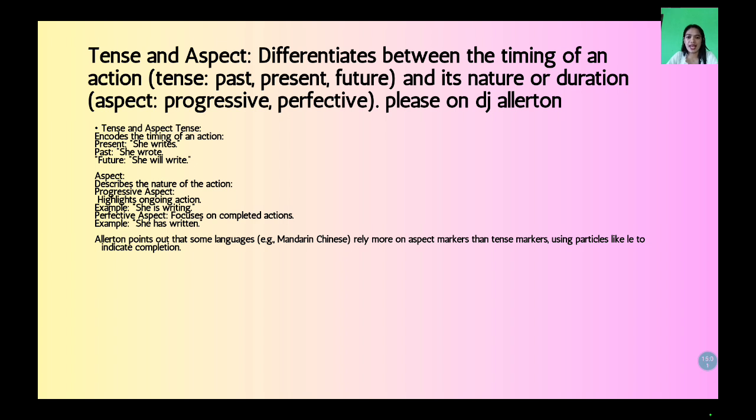Next is tense and aspect. It differentiates between the timing of an action, tense, past, present, future, and its nature or duration, aspect, progressive, perfect.